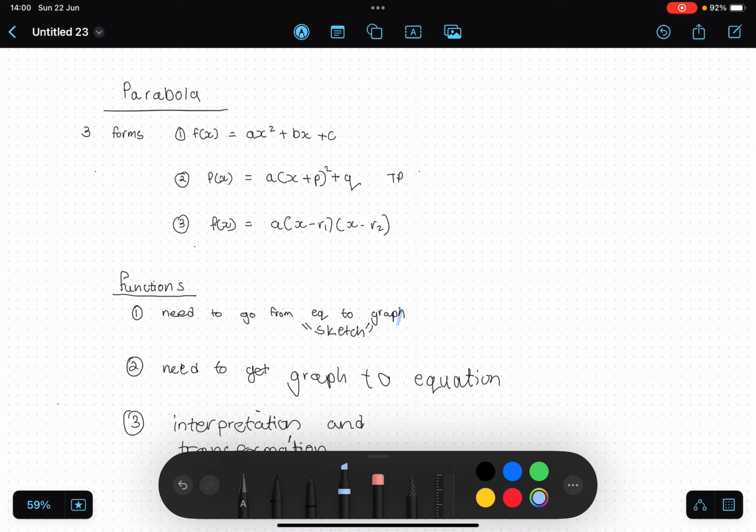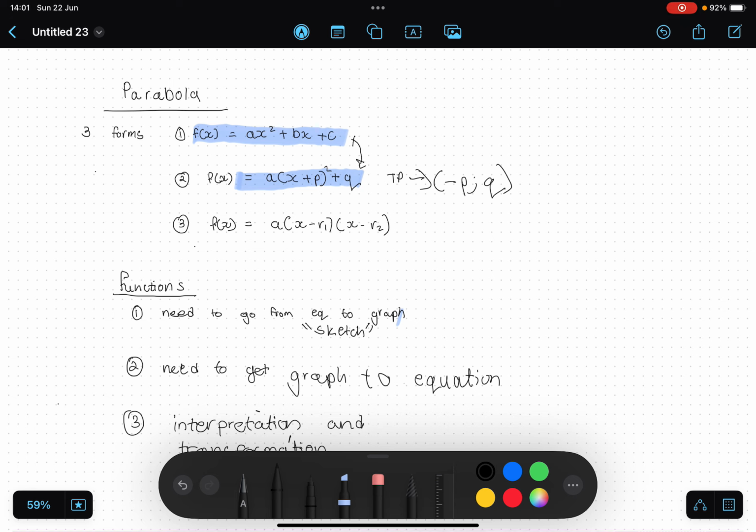So with this one here, the top one is just your normal quadratic trinomial form. The second one is called the turning point form. Why? Because P and Q represent the turning point. Now, if we look at that, P and Q will always be the turning point. So minus P, Q will be the turning point of your parabola. So that is called the turning point form. It's very important. And remember that this form comes about by completing the square of the trinomial form.